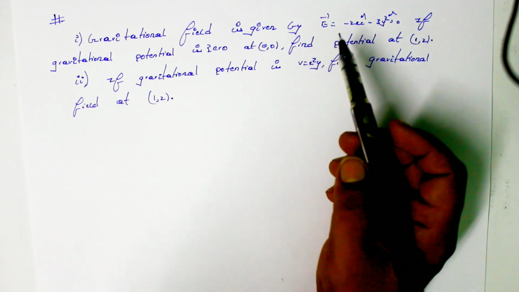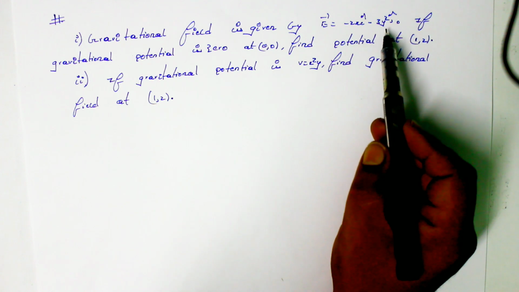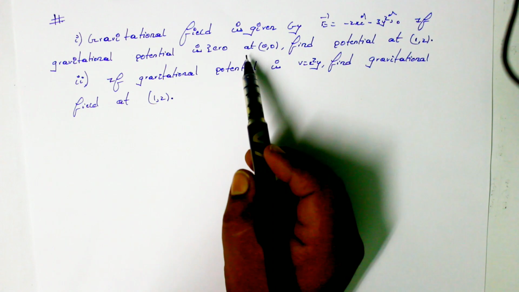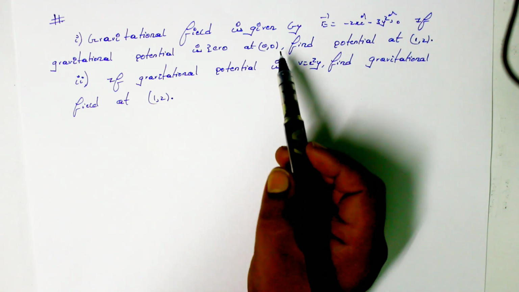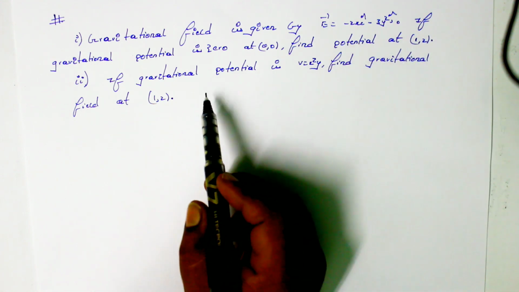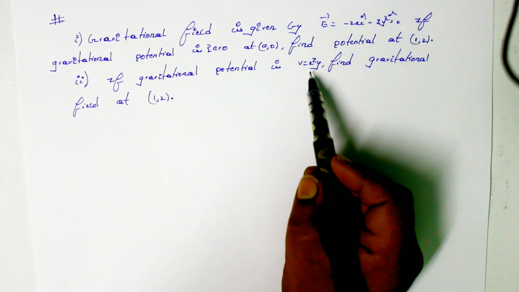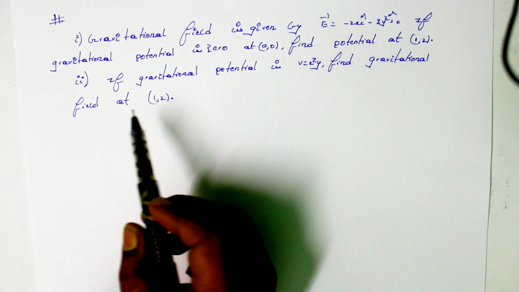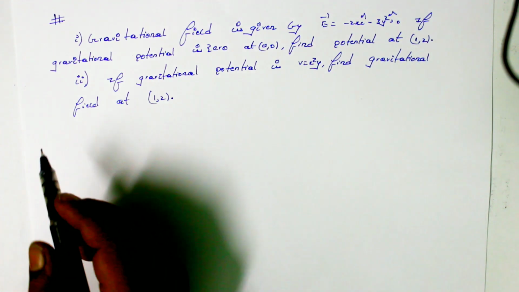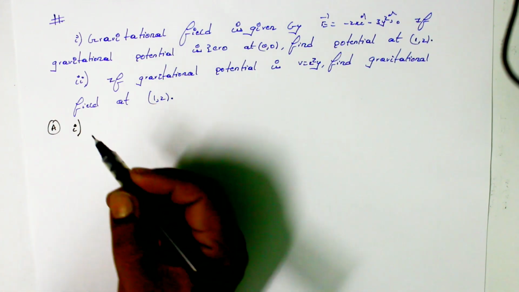Dear students, now let us see this question. Gravitational field is given by E = -2x i cap - 3y² j cap. If gravitational potential is 0 at (0, 0), then find potential at (1, 2). This is the first question. If gravitational potential is V = x²y, then find gravitational field at (1, 2). So this is our second question. So let us see how we can solve this problem. First let us see the first one.